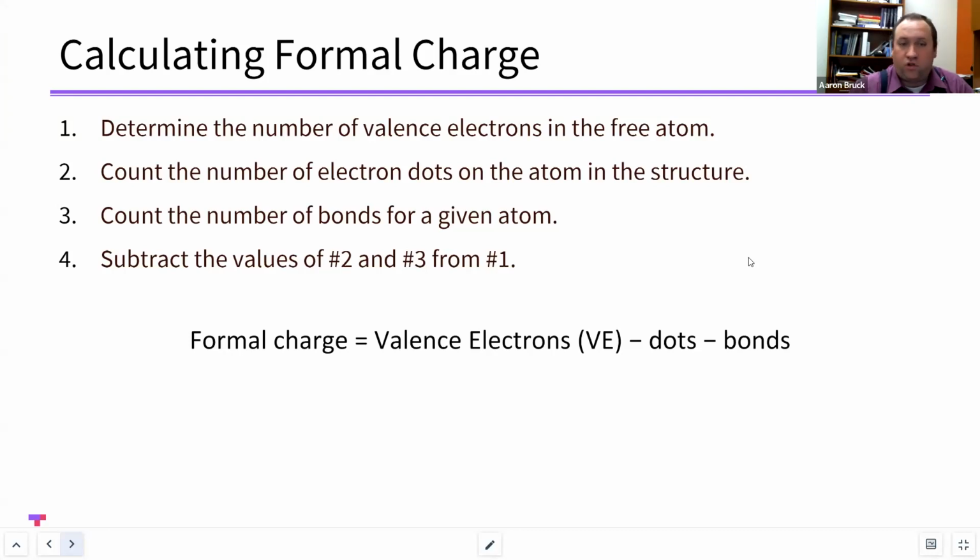Ideally, formal charge should be 0. That would be the best case scenario. If it's not 0, we want it to at the very least be low, and we want it to make sense from an electronegativity standpoint. So negative formal charges should go on more electronegative elements. Positive formal charges should go on more electropositive or less electronegative elements.